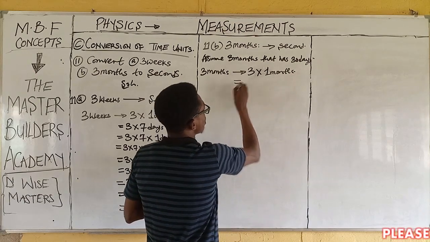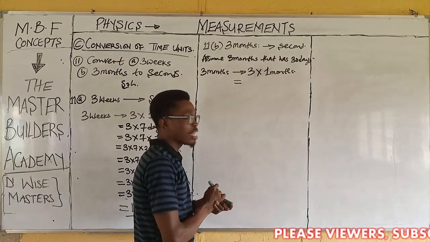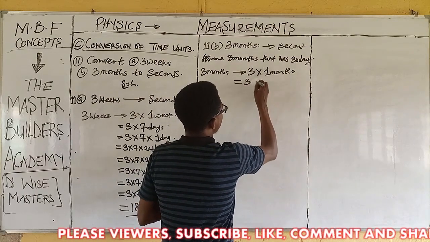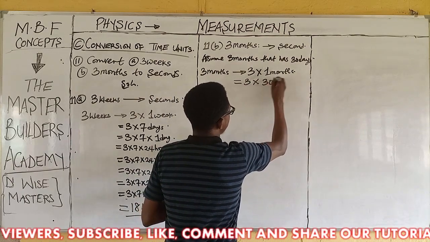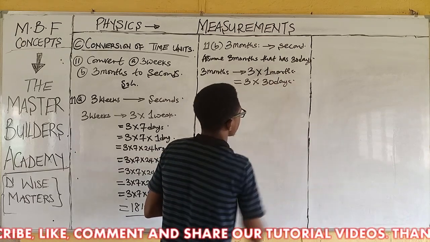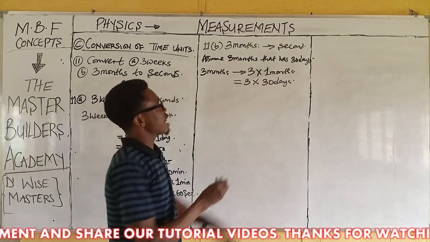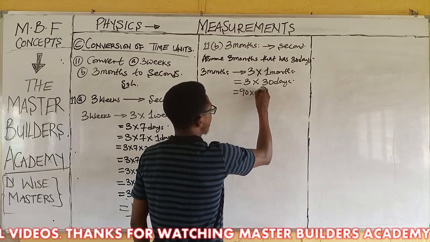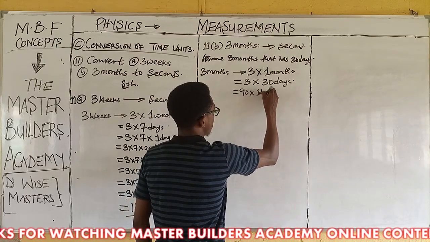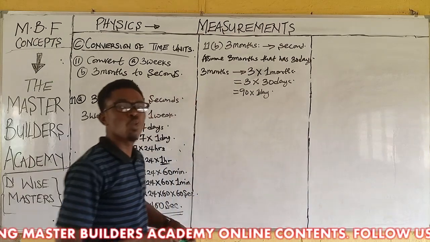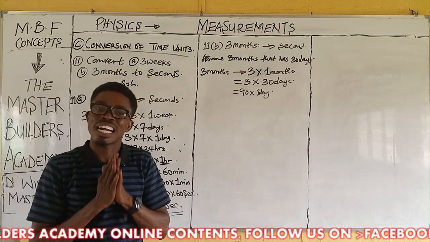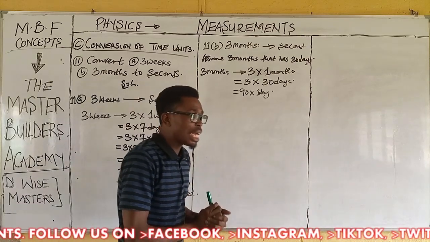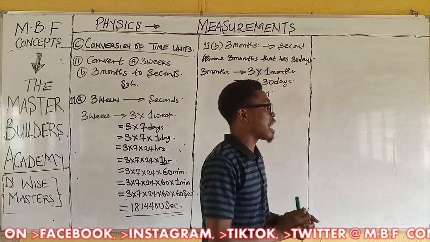So we now say if all the months end in 30 days, that means 1 month would have had 3 times what? 30 days. Now 3 times 30 days would have given us 90 days. That is to say 90 times 1 day. And guys, what is 1 day based on our calculations so far? From the beginning, we said that 1 day is equivalent to what?